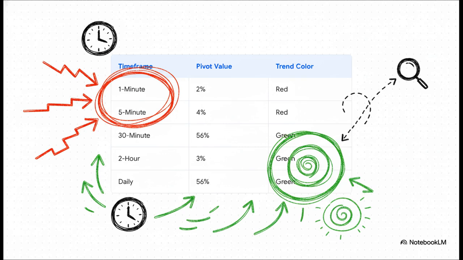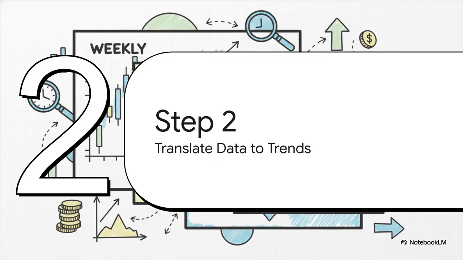So here's everything we collected, all laid out in one place. It's like our evidence board in a detective movie. We can clearly see the short-term story, told by the 1 and 5-minute charts, is red. But the longer-term story, from 30 minutes all the way up, is green. Now the real analysis can begin. So what do these colors actually mean for our mission?